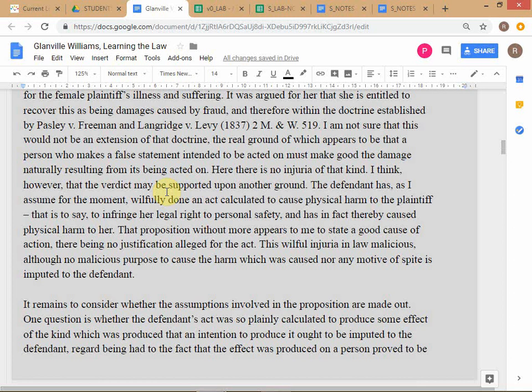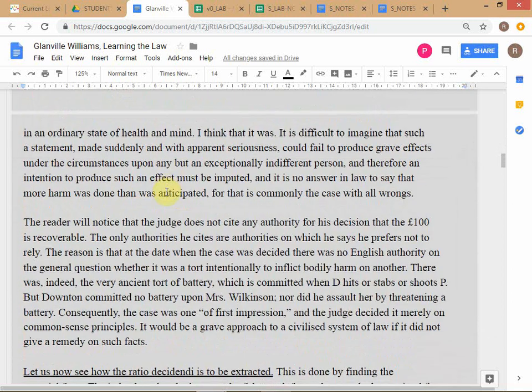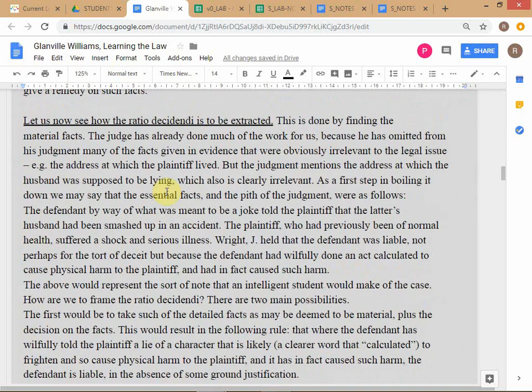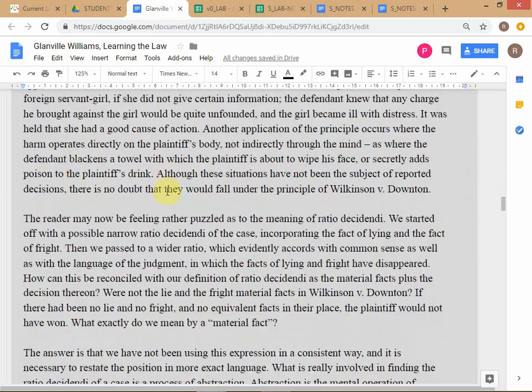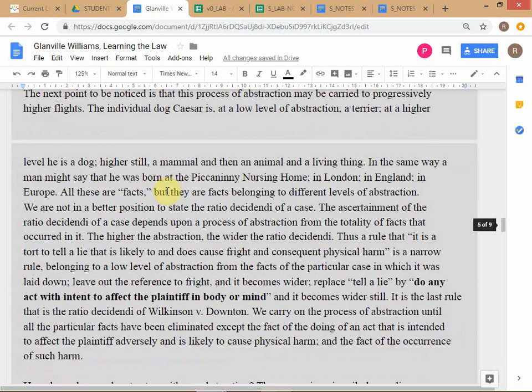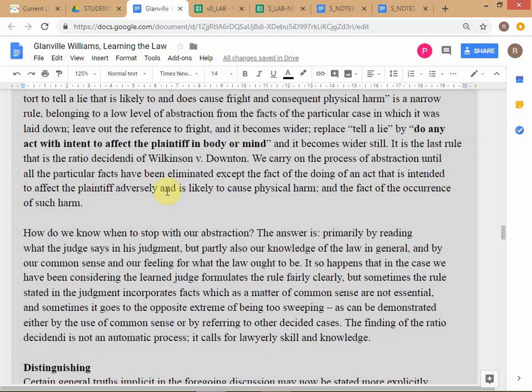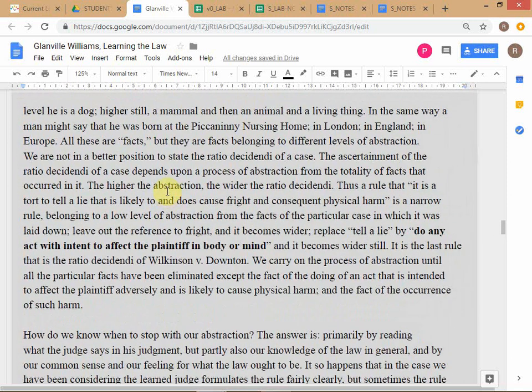All right, I just want to go back. So he's worked on the ratio decidendi in stages. He's talking about how it is to be extracted, so there are a lot of levels of abstraction. This is the part essentially. So finally, what is the ratio that he's extracting from this particular case? That Downton has done something with intent to affect the plaintiff in body or mind, and there is an adverse effect. So whatever damage he has caused, he is liable to pay to compensate for that. So this is the ratio.